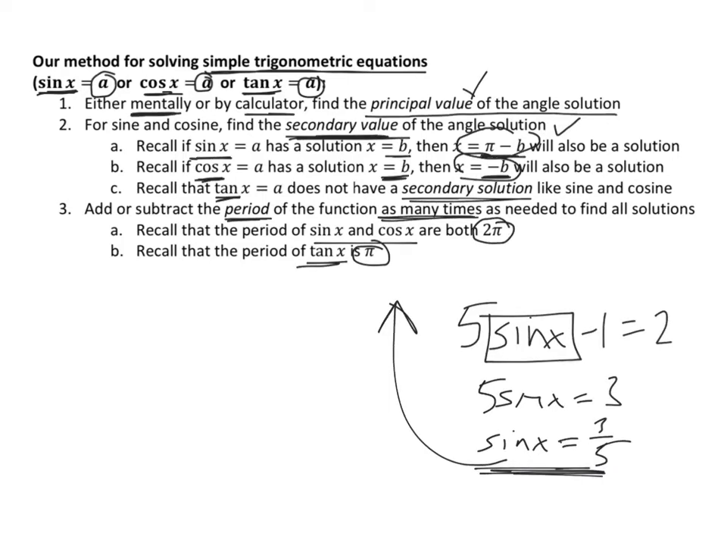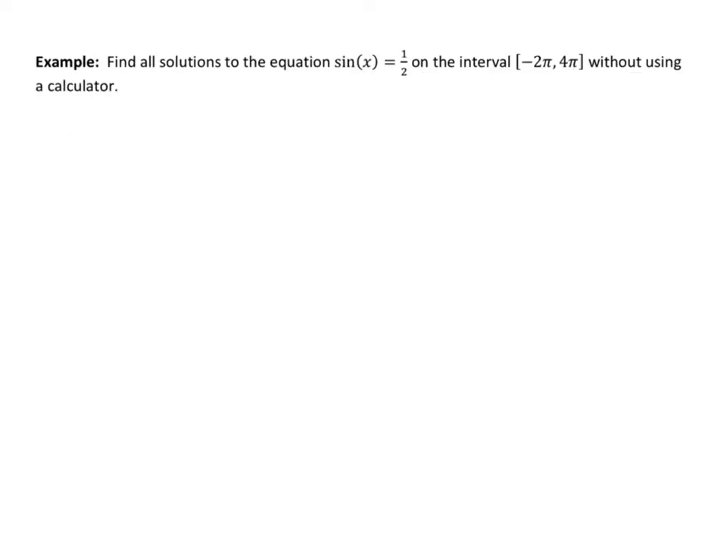Okay? So this is the method that we have to solve trigonometric equations. We find the principal value, we find the secondary value, and then and only then we start adding and subtracting the period to find all of the different solutions. So we're going to go through one example here that's a non-calculator example, and then after that, all the rest of them are going to be calculator problems.